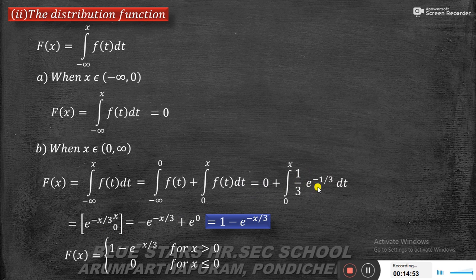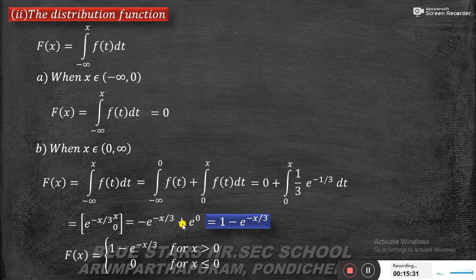Next I integrate the e power, here t by 3 will come, e power minus t by 3. So I integrate the exponential e power minus t by 3, that is e power minus t by 3 divided by the coefficient, that means minus 1 by 3. So 1 by 3 outside, e power minus t by 3 by minus 1 by 3. So the 1 by 3 cancelled, so minus e power minus t by 3. I substitute the limit 0 to x in the bracket. First I substitute the upper limit, so e power minus x by 3.